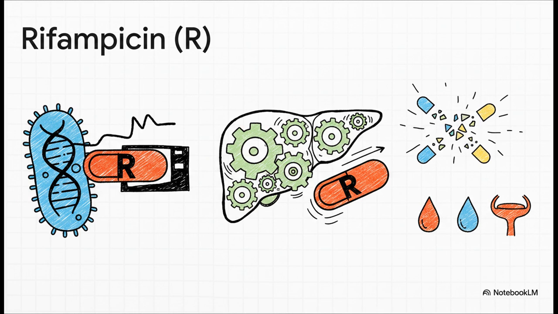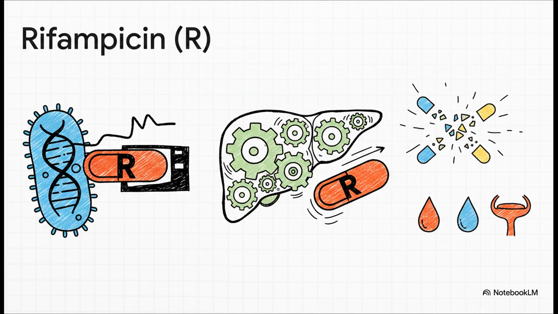Next up is rifampicin, our master sterilizer. This one is a powerhouse. It works by shutting down the bacteria's ability to make proteins. It binds to its RNA polymerase and just stops transcription cold. But here is the single most important thing you cannot forget about rifampicin. It is a massive inducer of the cytochrome P450 enzyme system in the liver.